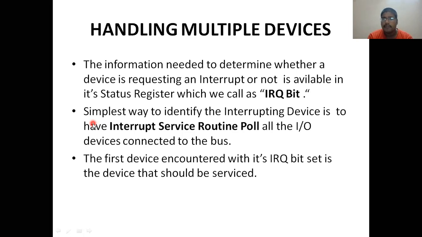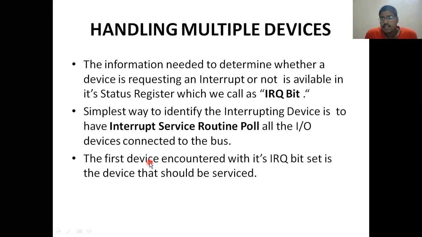what does it mean? Now the printer needs to print some data. The printer is requesting something, which means it needs to print something. So that is the purpose of this. The first device encountered with its IRQ bit set is the device that should be serviced. So it will check the devices like this. First it will go to the keyboard, then the mouse, and if it observes that the keyboard bit is 1, then obviously it will service the interrupt of this keyboard.